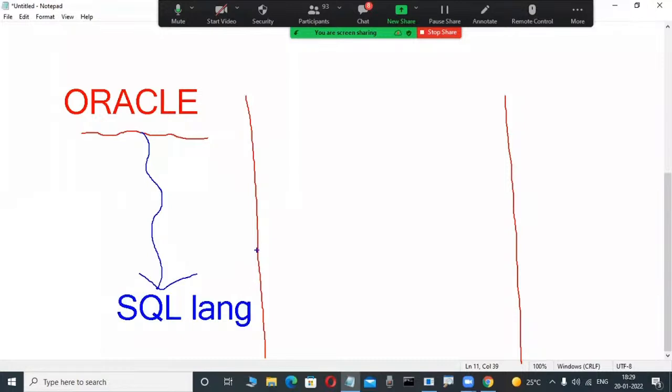Suppose in my company another project is also there, and that is also a relational database product. That is from Microsoft, the SQL Server product. Observe here, SQL Server.